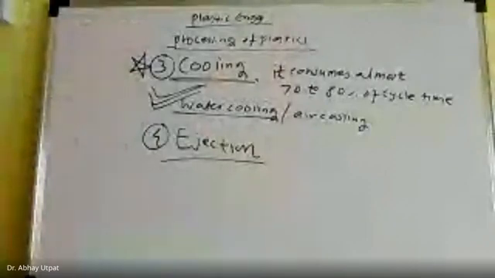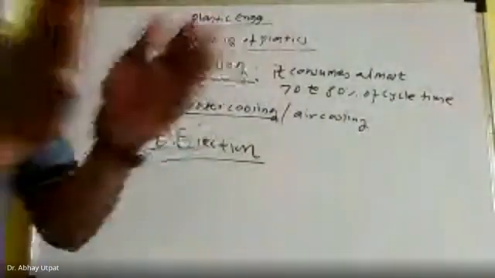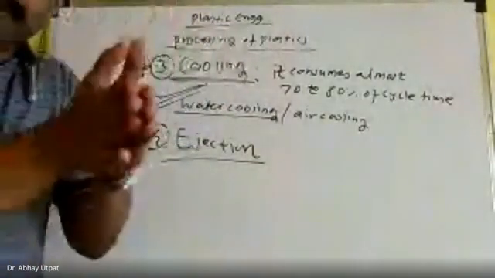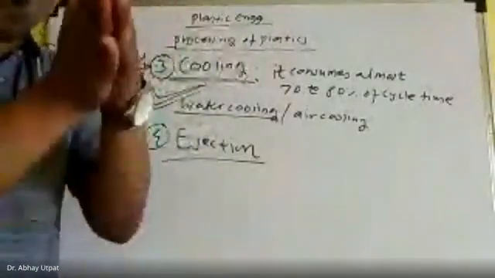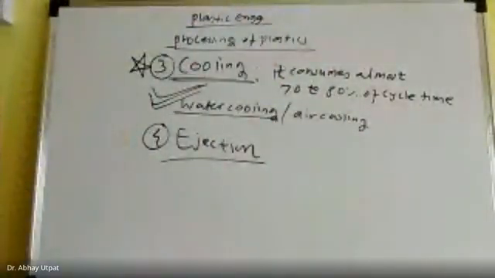And in this way, there are 4 cycles in the injection molding. I repeat within few seconds: closing of the mold, clamping, injection, cooling, opening of the mold, ejection and closing of the mold. This is called a complete cycle of injection molding.